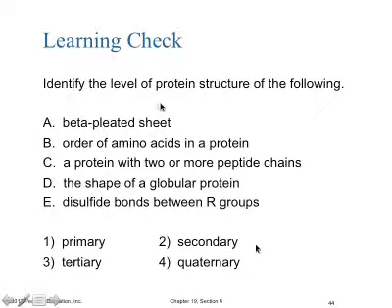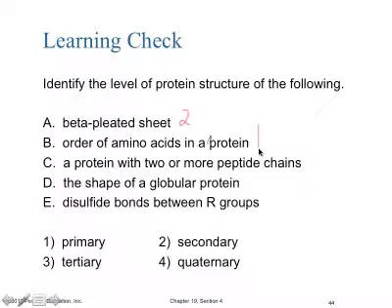All right, so identify the level of protein structure. 1, primary, 2, secondary, 3, tertiary, 4, quaternary. So a beta pleated sheet, is it primary, secondary, tertiary, or quaternary? Once you try these, stop the video and try them yourself, and then come back to get the answers. So A is secondary. Order of amino acids in a protein, primary.